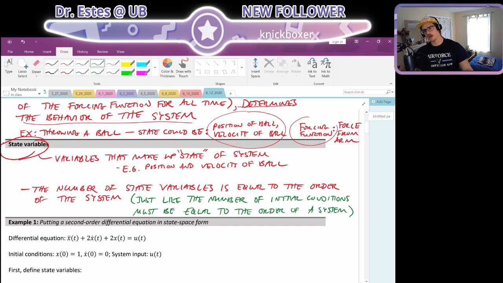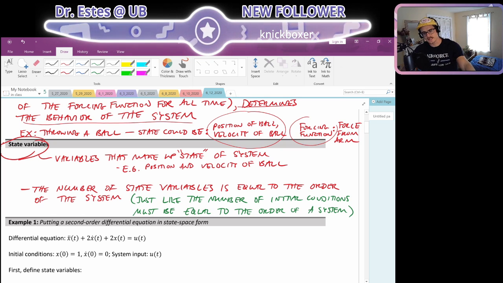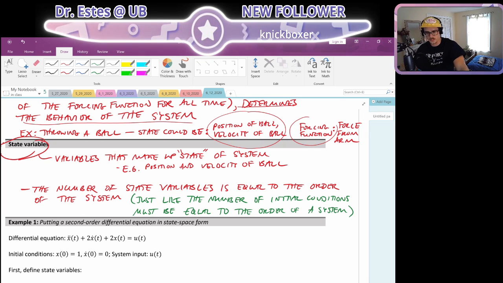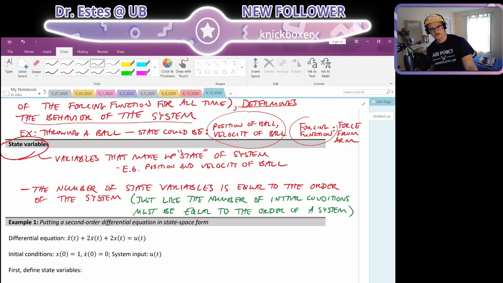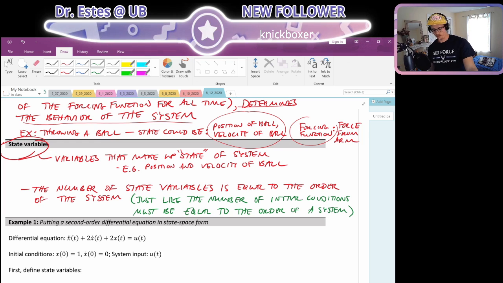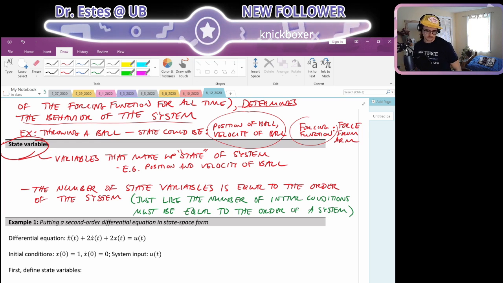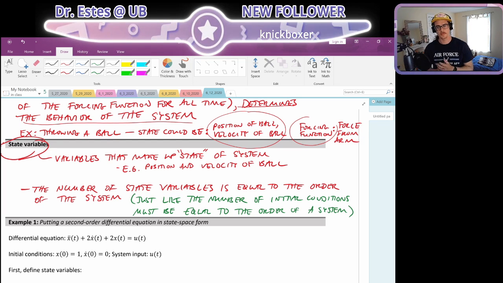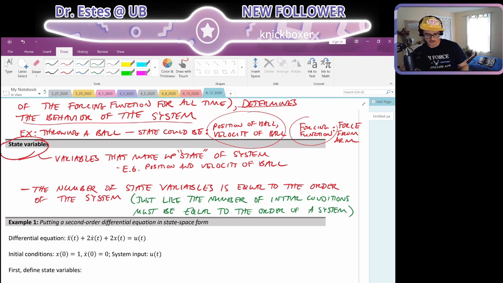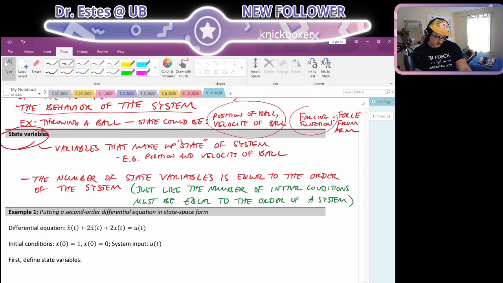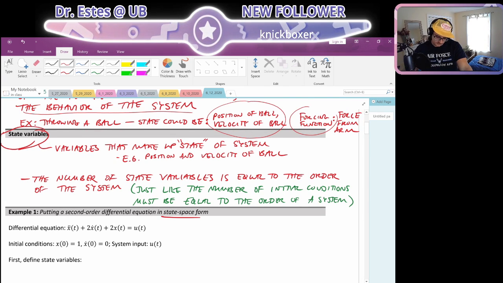So just keep that in mind. If I'm making a state space model for a fourth order system, I'm going to have to define 4 states, just like I would need 4 initial conditions. Okay, we're going to get right into an example to help show what state space form looks like.